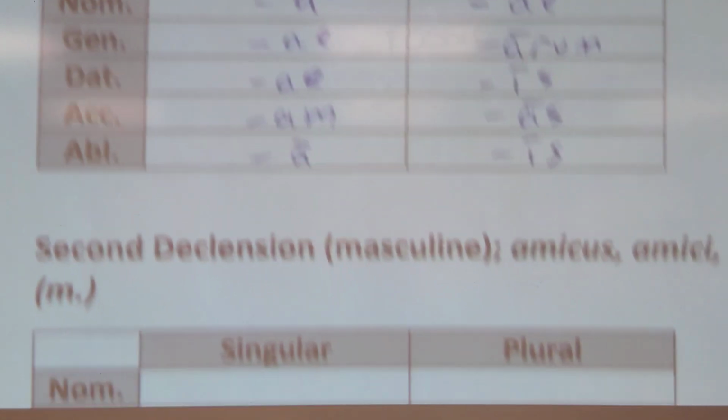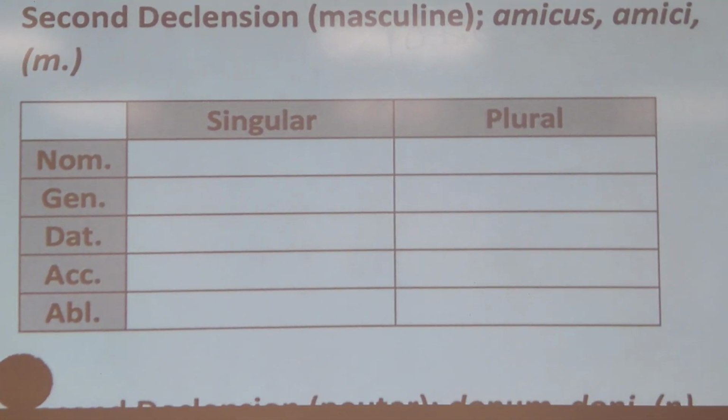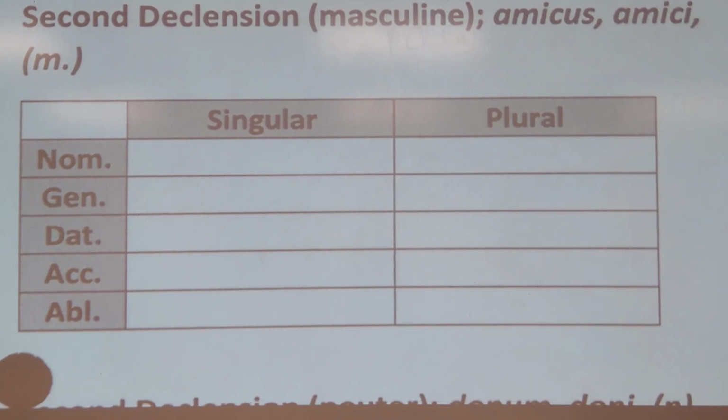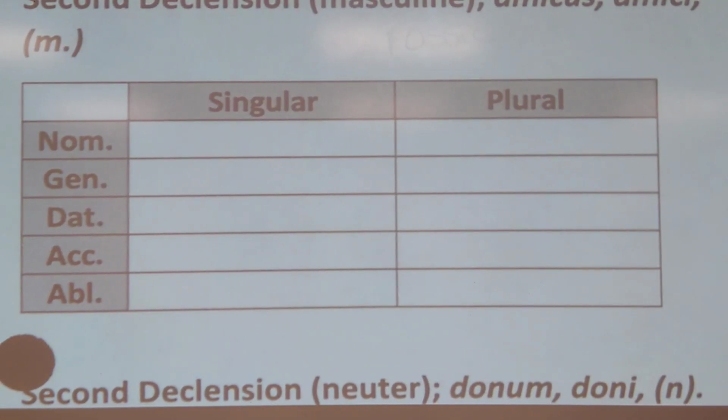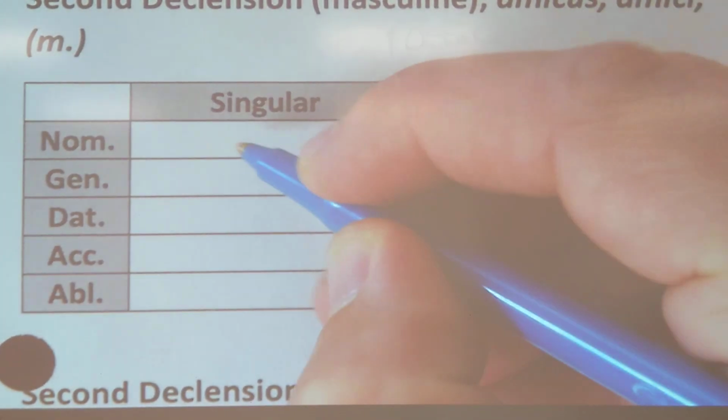Let's move on to the second. The second declension is broken into 2 chunks. One chunk is masculine, the other is neuter. They're considered the same declension though because most of the endings are the same. So let's look at the second declension masculine endings.